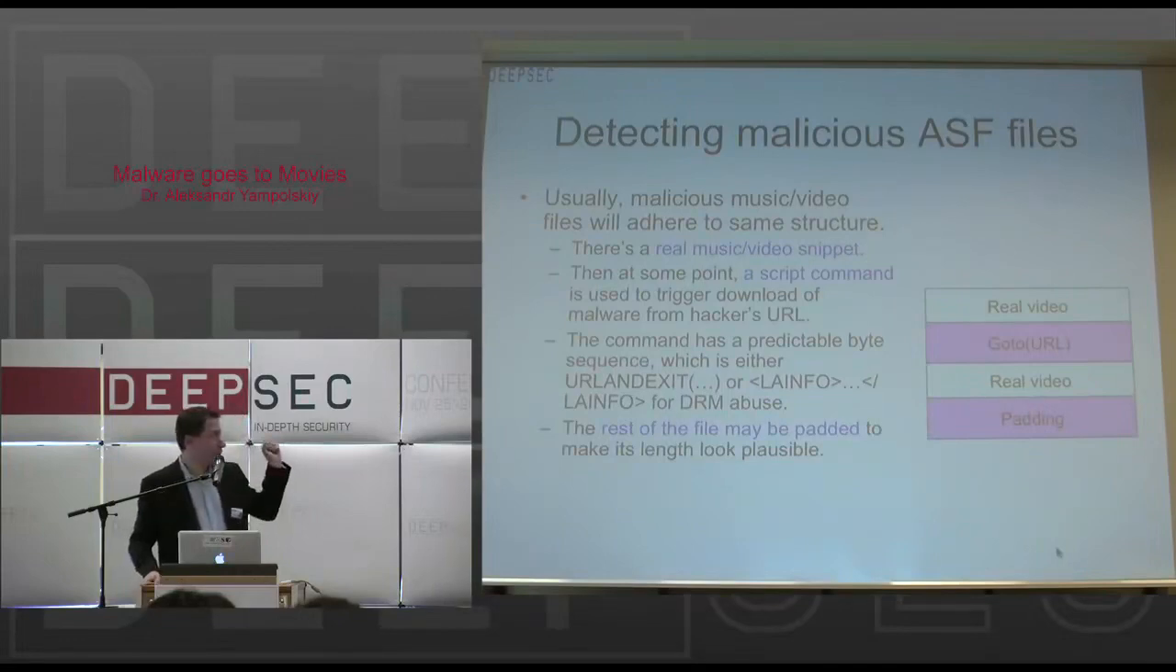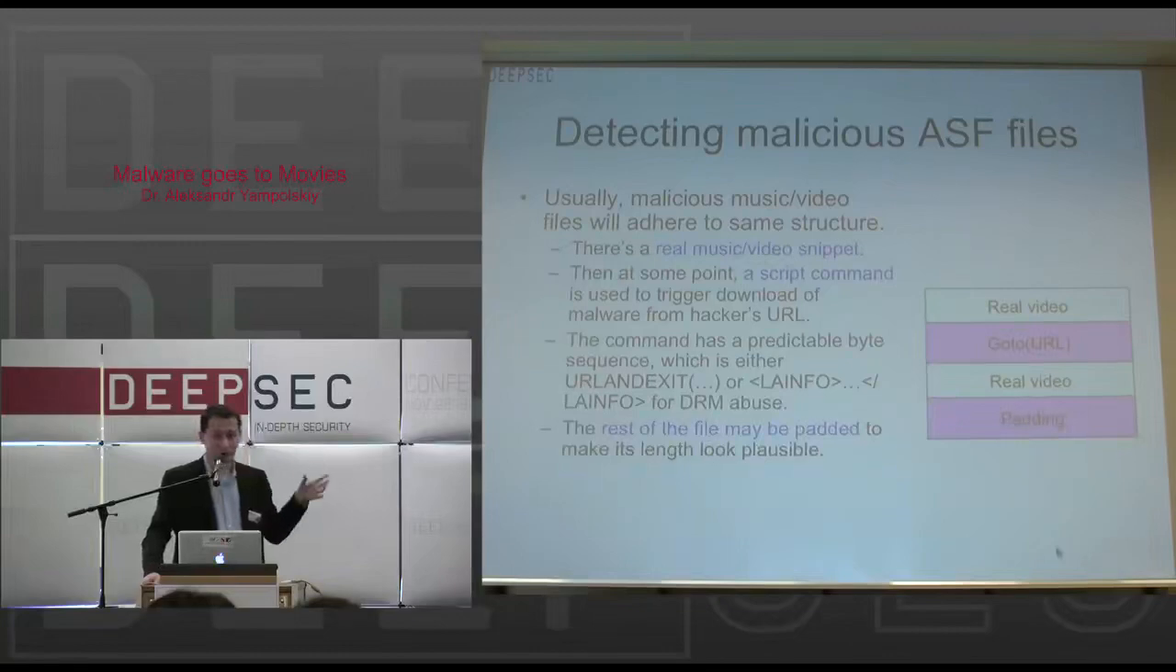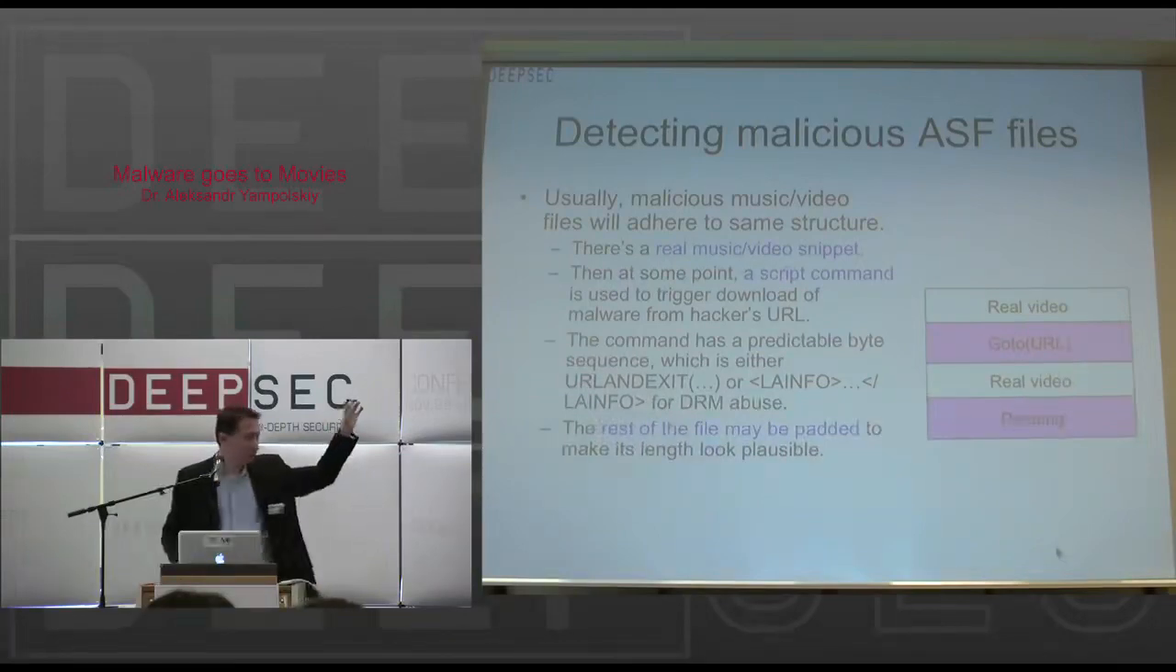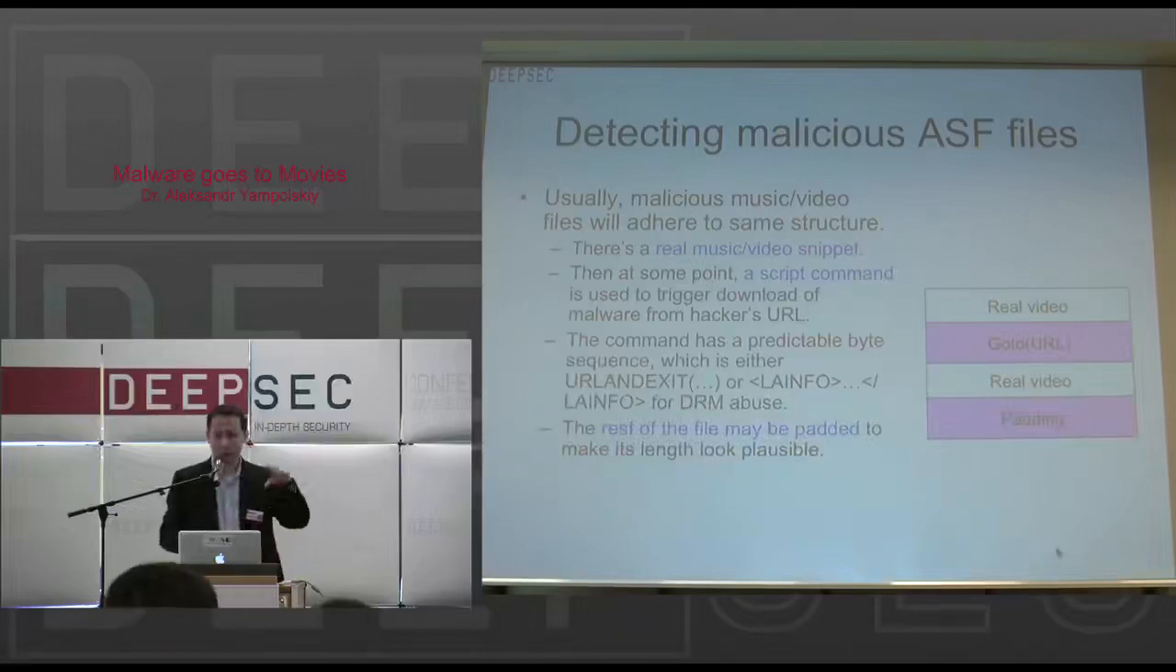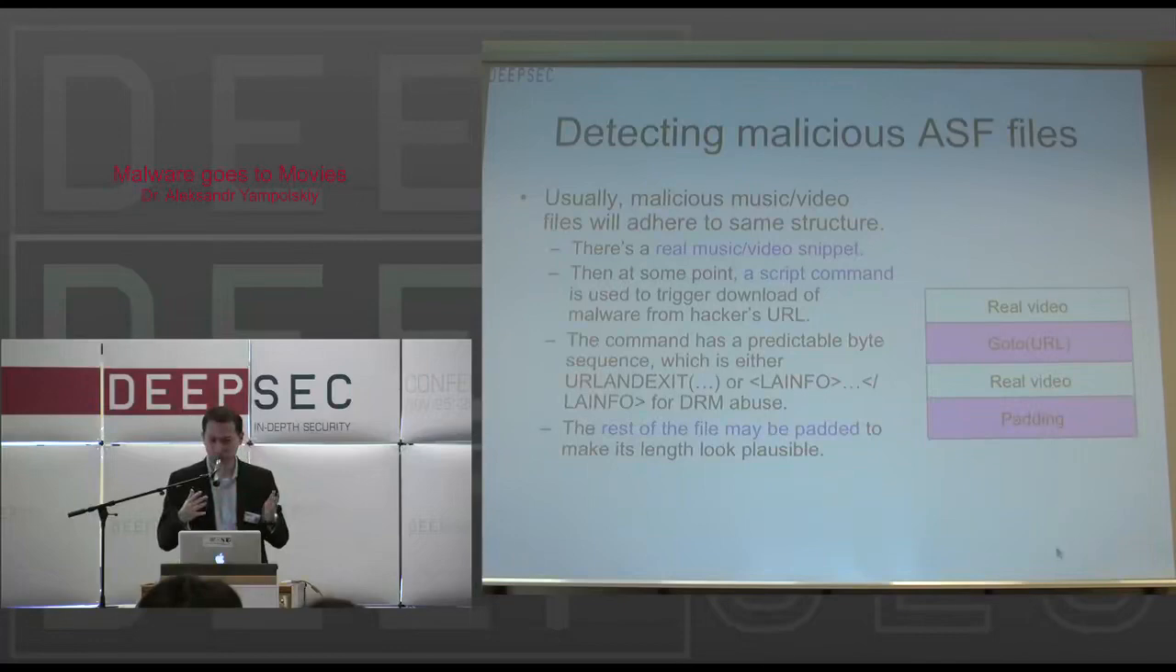So I have a custom tool which I implemented. It's still in alpha stages, but the basic idea of how it works is very simple. If you look at the structure of a malicious video on the right, usually it looks like this. There's a real video in blue. Then there's a command, go to URL, which says go to a particular malicious URL, download stuff from it, and display it to the user. There's some more real video, and then there's padding at the end. Because a lot of the time, bad guys are going to be lazy, so they're going to create a very small video, but you're going to be suspicious if you download a 2 megabyte video of a 3-hour file.